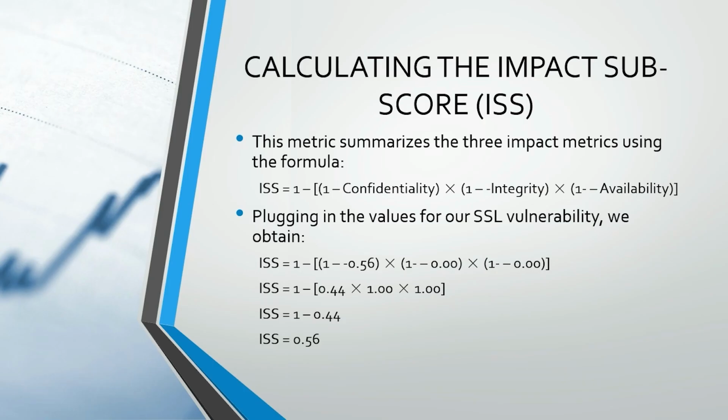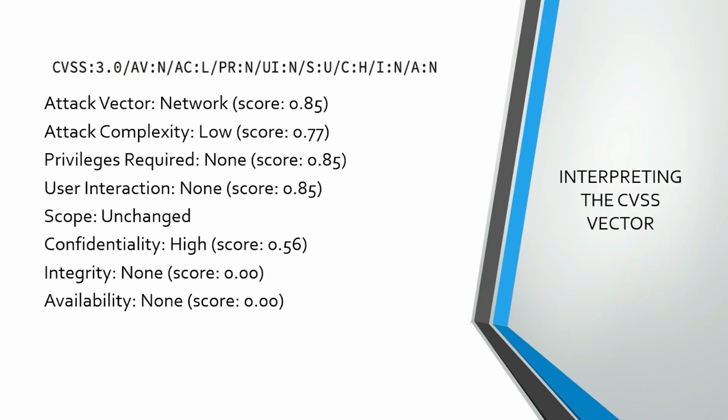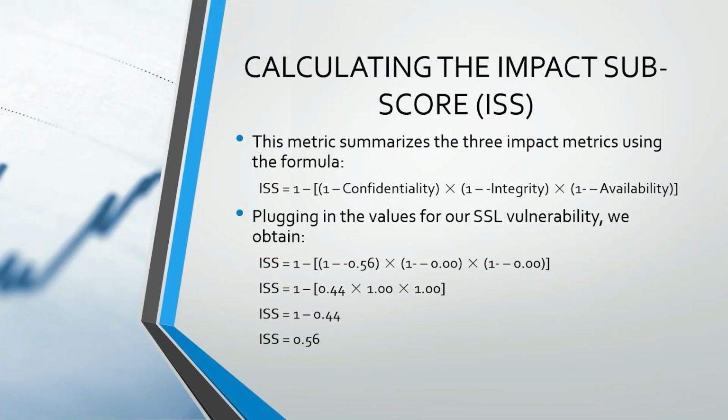Your impact subscore, your ISS, you take 1 and then you subtract the confidentiality score. All right. So in here, it would be 1 minus 0.56. 1 minus integrity, which is 0. 1 minus availability, which was 0 for this one. And you multiply them together. Okay. And so in this one, we end up with an ISS score of 0.56. This is really basic middle school math. They don't make this difficult because they know that if they make it too difficult, we're never going to be able to do it. Okay.